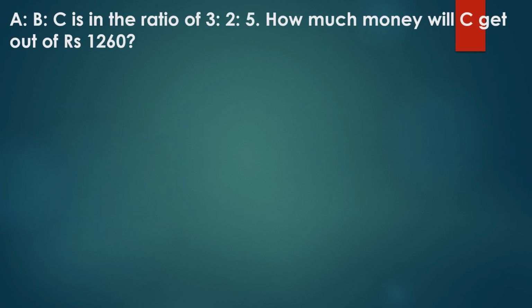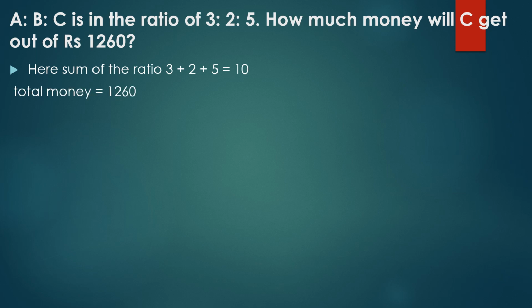A is to B is to C is in the ratio 3 is to 2 is to 5. How much money will C get out of rupees 1260? Here we have three values with the ratio 3 is to 2 is to 5. So first you have to find the sum of the ratio, that is 3 plus 2 plus 5 equal to 10. The total money is 1260. We have to find how much C will get out of 1260. The value corresponding to C is 5. Therefore, the share of C will be the total amount divided by the sum of the ratio multiplied by the value corresponding to C. That is 1260 divided by 10 into 5, rupees 630.